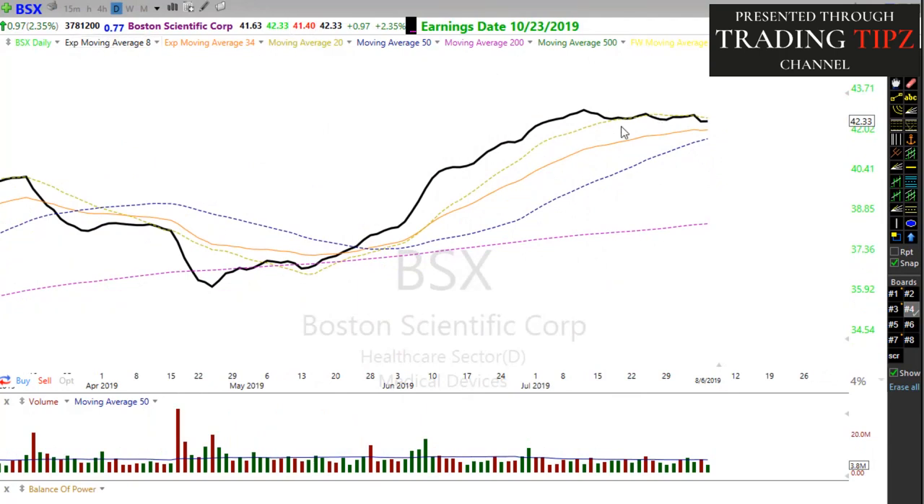Now, this BSX is still consolidating here, but notice what's happening in here. We're getting that compression starting to occur. If that price action pops out of here, probably want to know that, right? Isn't that the same kind of compression that occurred right here?